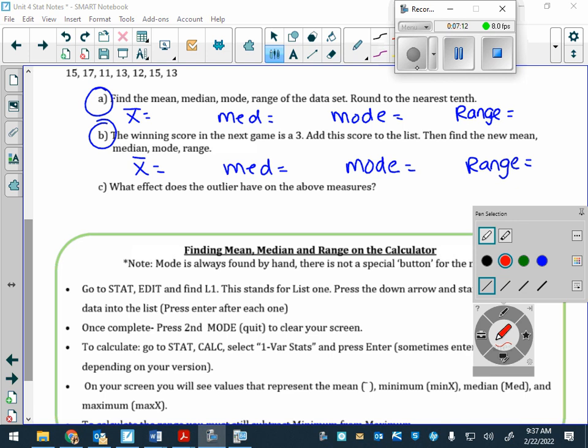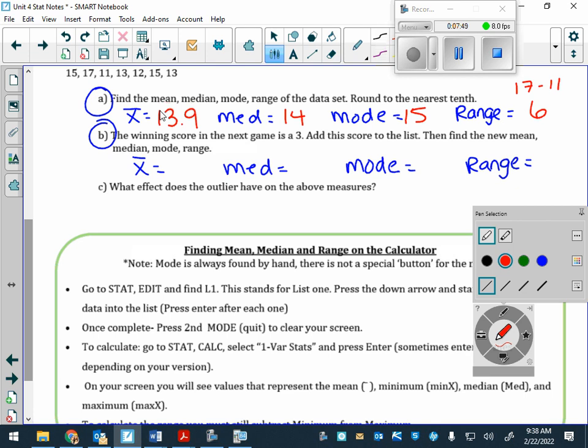The mean, remember, is X bar. What is the mean for A, Kaylin? 13.9. The median? 14. Good. The mode? 15. Good. The range? 6. Good. 17 minus 11. Excellent. How many of you did get this for A?